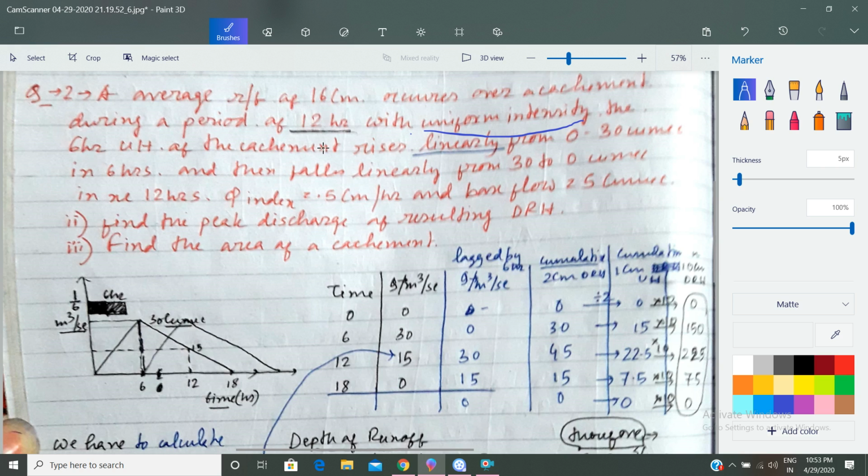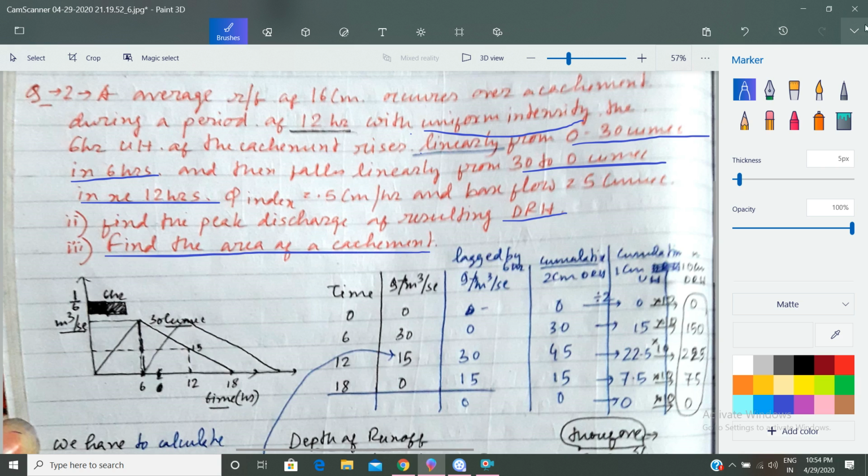The 6-hour unit hydrograph of the catchment rises linearly from 0 to 30 cumecs. This is stated as linearly here. From 0 to 30 cumecs in 6 hours, and then falls linearly from 30 to 0 cumecs in 12 hours. The phi index is given as 0.5 centimeter per hour and base flow as 5 cumecs. Find the peak discharge of the resulting DRH, direct runoff hydrograph, and find the area of the catchment.